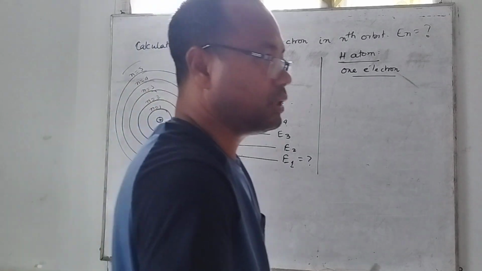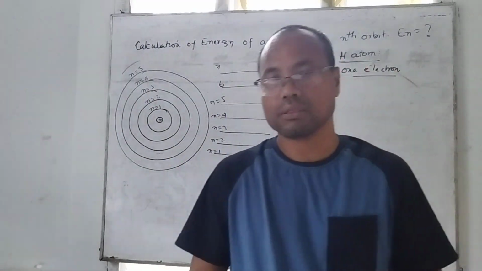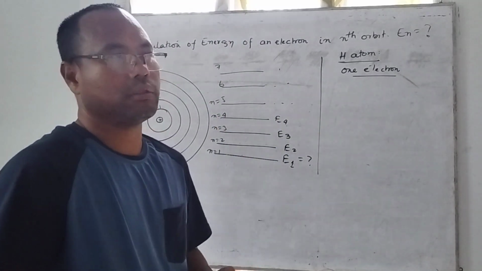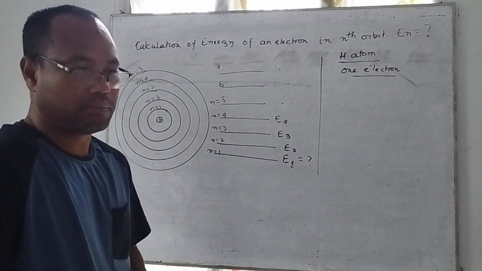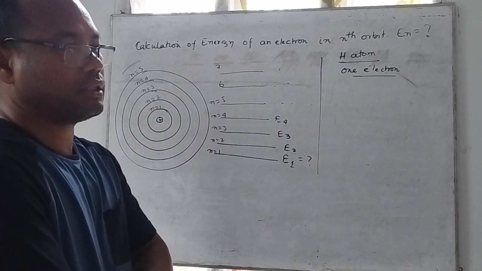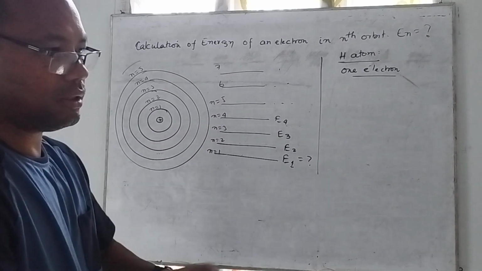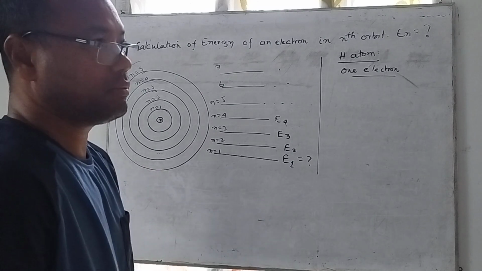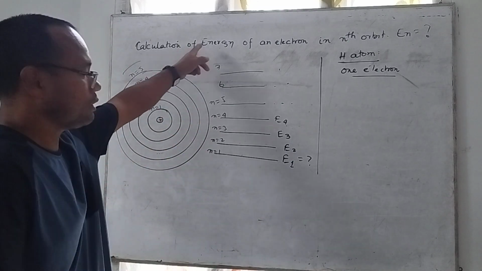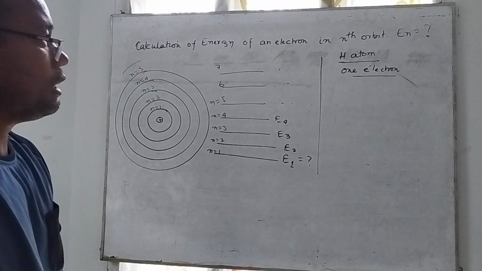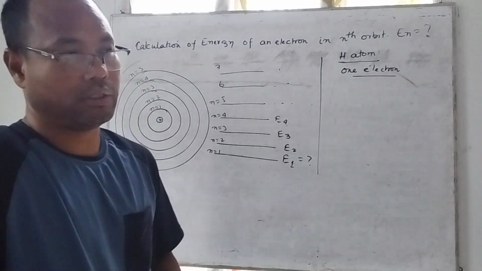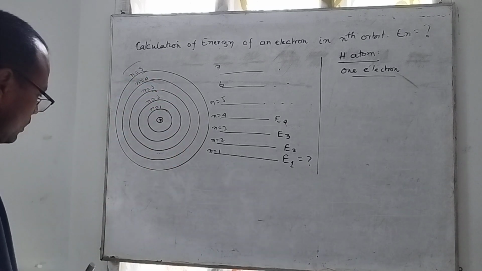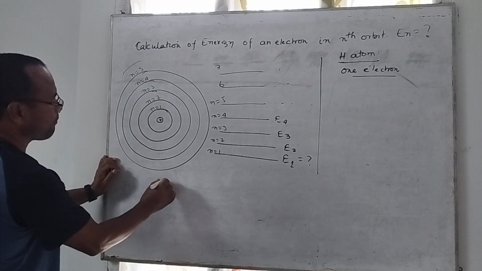Dear students, today let us discuss a very important topic. It's from the structure of the atom in your class 11 standard, right? So I just picked one of the important topics from the structure of the atom, that is the calculation of the energy of an electron in an orbit. Here I draw the structure of the atom. This is the structure of the atom.